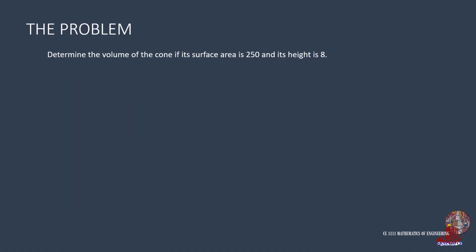Upon knowing the value of r, compute for the volume from the function of 1/3 pi r squared times h, which becomes 1/3 pi times 5.3271 squared times 8. Simplified as 237.73 cubic units.